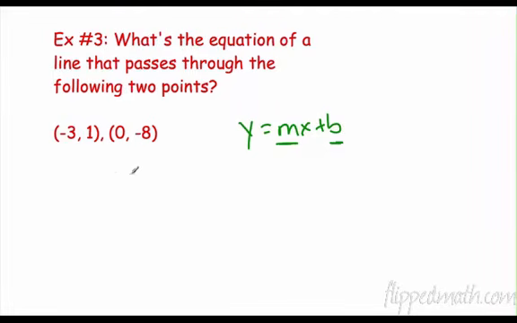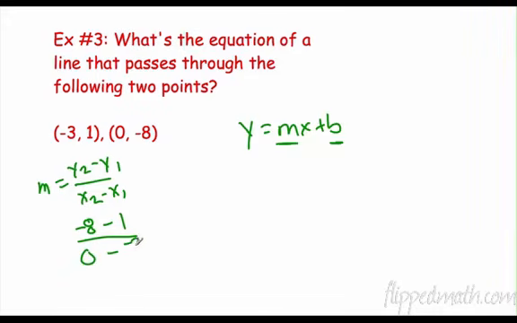First of all, I don't have a slope. I can use my slope formula: y2 minus y1 over x2 minus x1. Plug it in. -8 minus 1, 0 minus -3. If you need help on that, go back to Mr. Buck's lecture on slope in chapter 4.